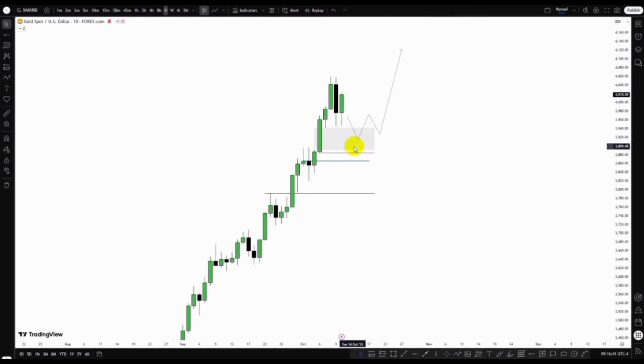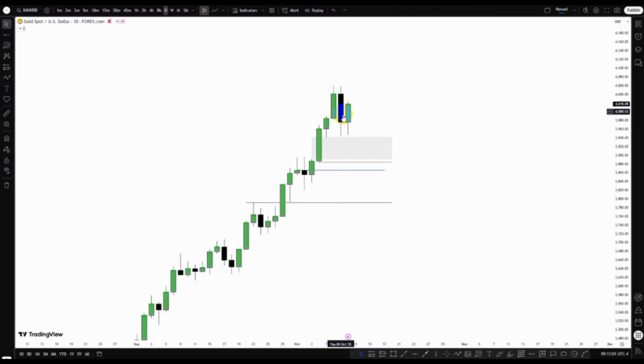Except price doesn't respect the mean threshold of the daily bullish fair value gap, then we may anticipate the possibility that price will now fall into the weekly fair value gap before giving us the possibility of the bullish continuation to the upside. So what we can now see clearly from the daily time frame here is the delivery thus far that price traded bearish after creating the new all-time high above the 4,000 price level.